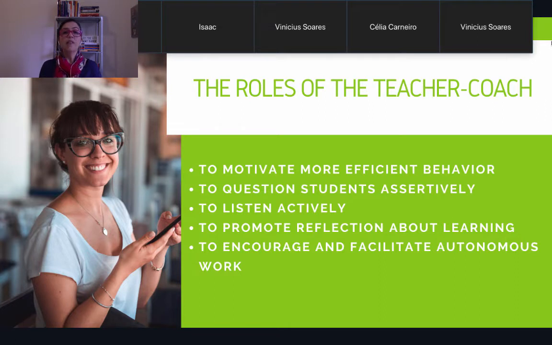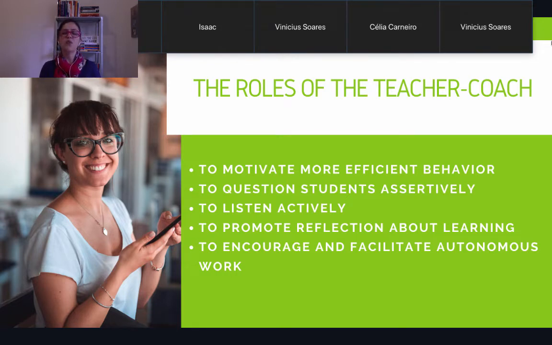So in order for them to really learn and make effective progress, they need to do things at home. And if they keep doing things the way they do nowadays, nothing is going to change. If we keep doing things the way we do now, nothing is going to change. So my biggest objective with my coaching with my students is to motivate more efficient behavior.